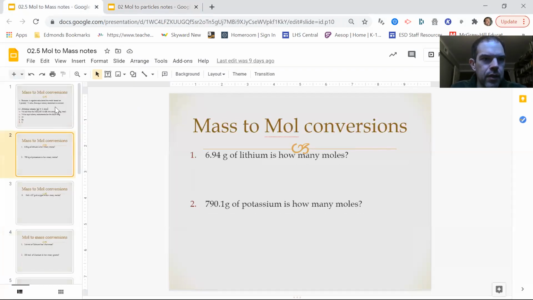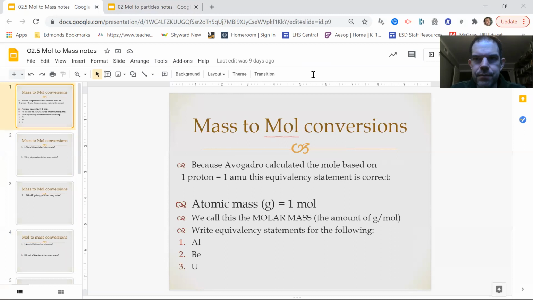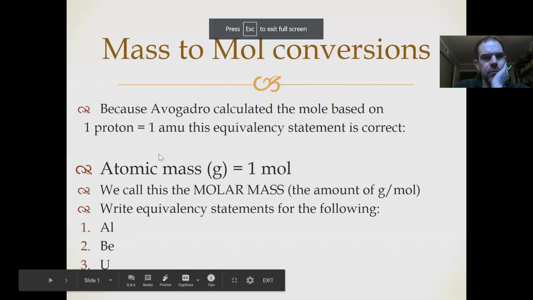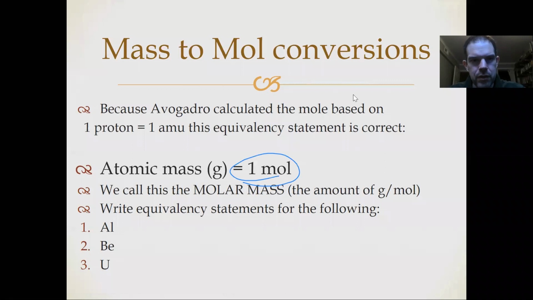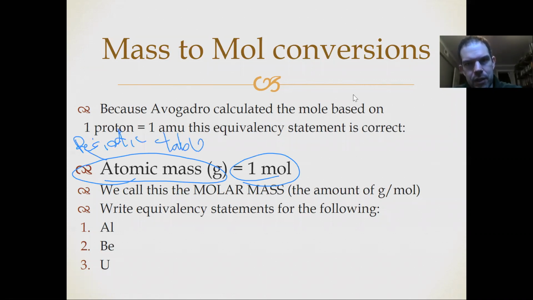Okay, so really briefly. For these, instead of before where 1 mole equaled a certain number of particles, now it's going to equal the number on the periodic table in mass. This is the periodic table number. So you look on the periodic table and you find the mass number.